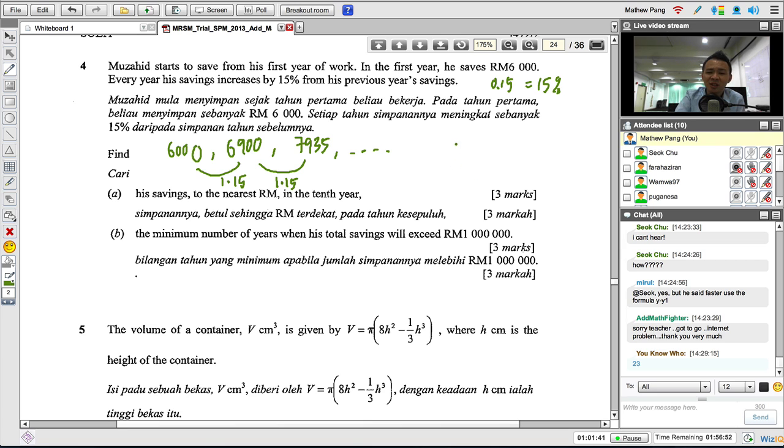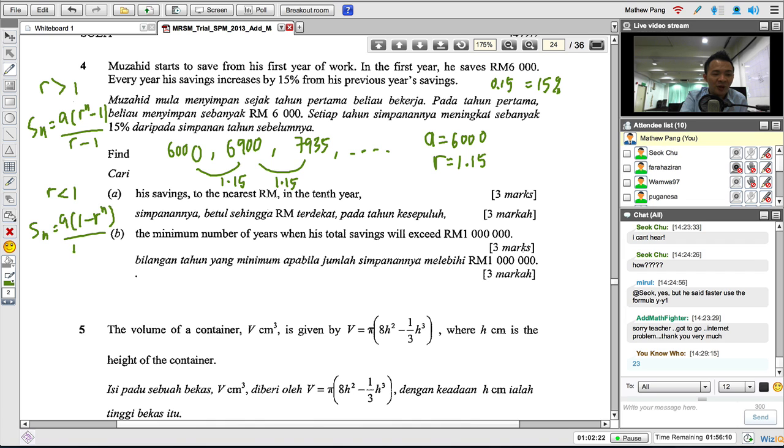If this is a progression, we know we have to find a and r. a is 6,000 and r is 1.15. For a geometric progression, we must be careful because for Sn you have two formulas. When r is bigger than 1, Sn equals a times r to the power of n minus 1, over r minus 1. If r is less than 1, you have to use the other one: 1 minus r to the power of n, over 1 minus r.